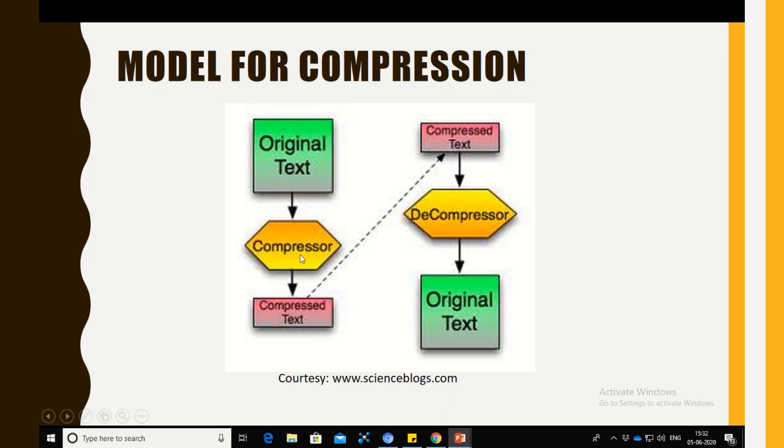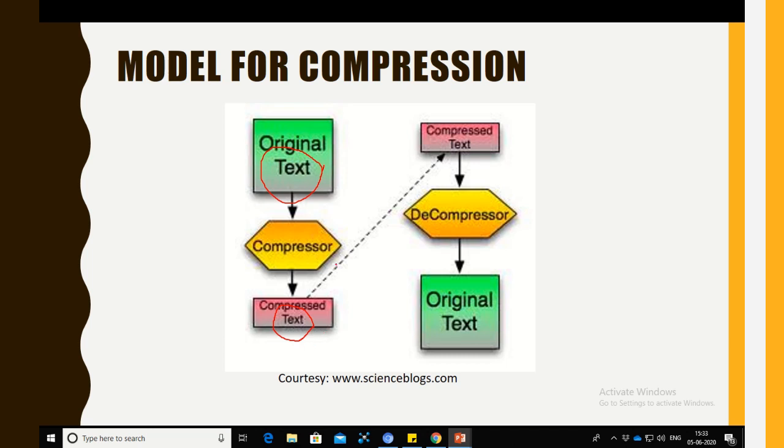Basically, this compressor will have a lot of inputs, depending on your data: up to what amount you want a compression ratio, how much fidelity you want, how much noise you can tolerate. Then you have compressed text. Because in the original it was mentioned as text, here also it is mentioned as text. So after going through the compression algorithms, you will have compressed text here.